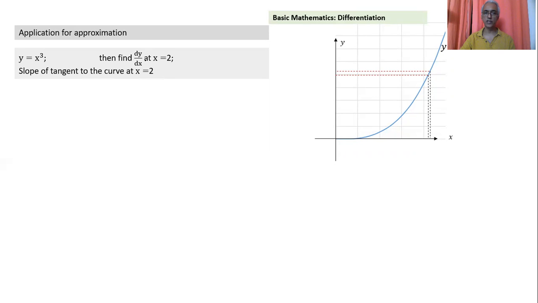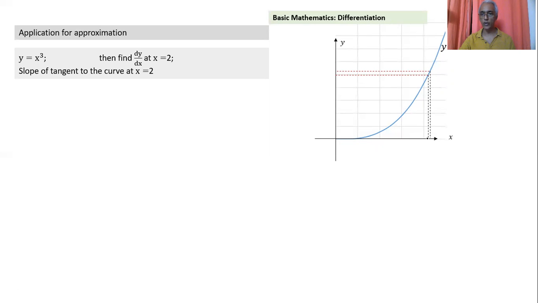dy by dx is nothing but the slope of a tangent. At which point do we need to find the slope of the tangent drawn to the curve? At x equal to 2. That's what we need to find here. So there are two ways of understanding the question. One is, of course, this equation is given. For each value of x, we can find the value of y. We can plot the graph.